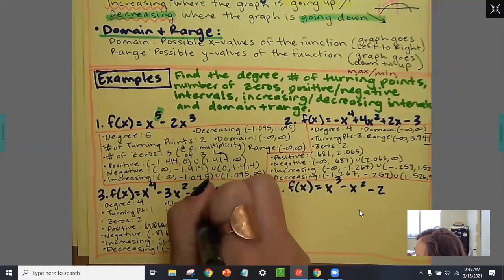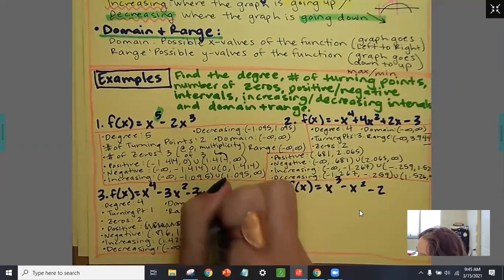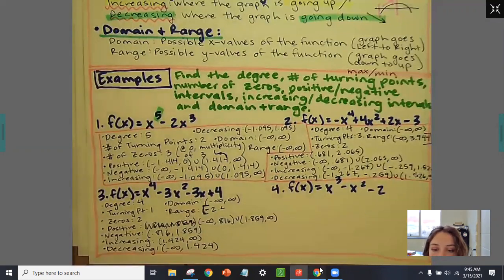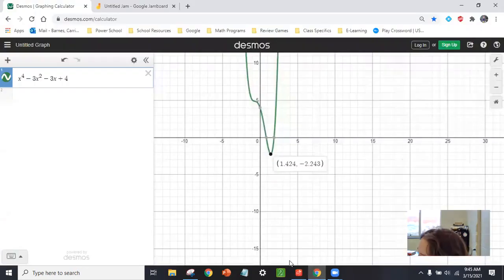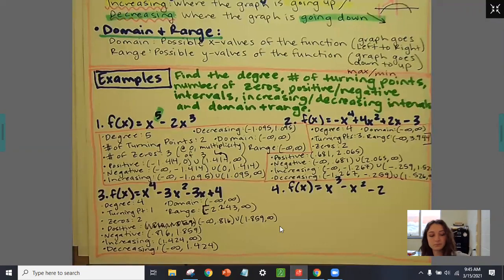And we're going to put a bracket there because it does exist at that point, negative 2.243 to positive infinity. And the reason we put a bracket is because this is a point that exists. We can equal that point. We can't equal positive infinity. That's why we didn't put it there.